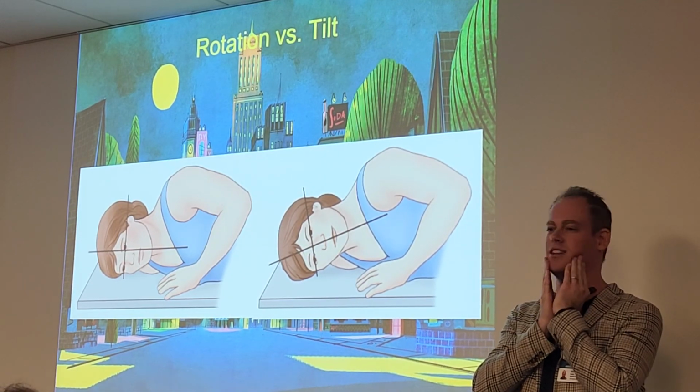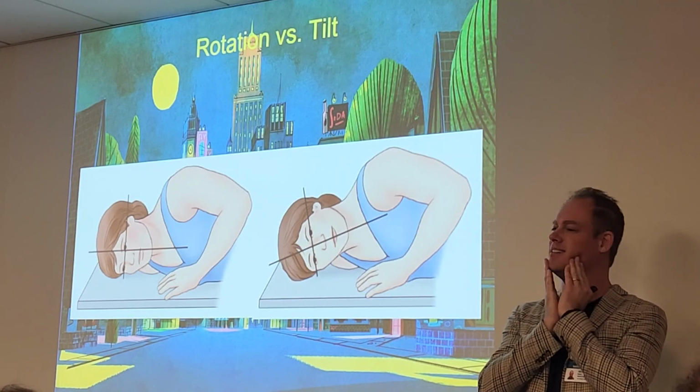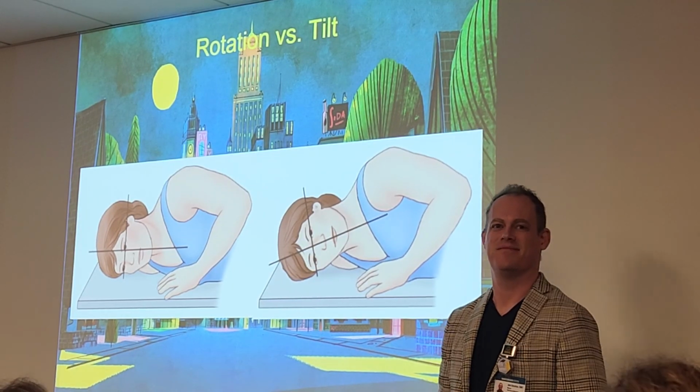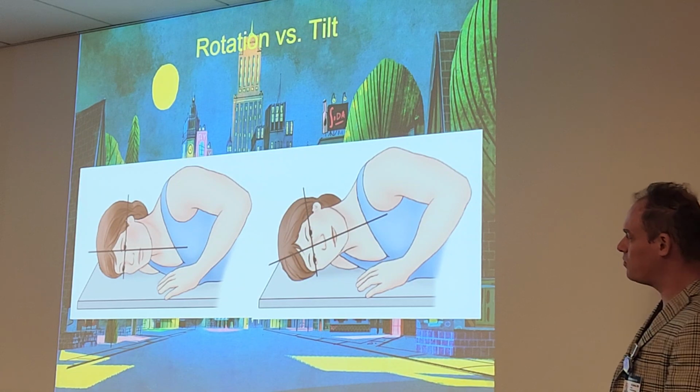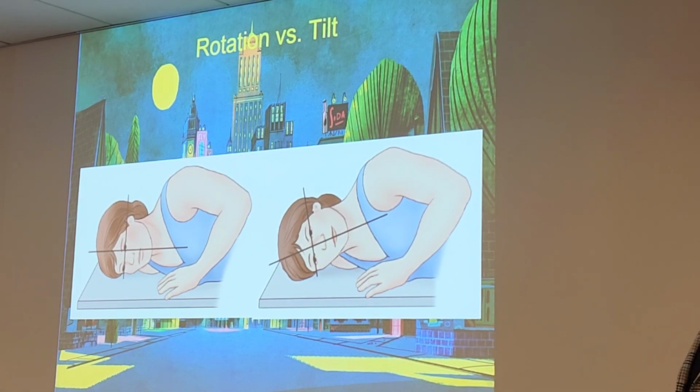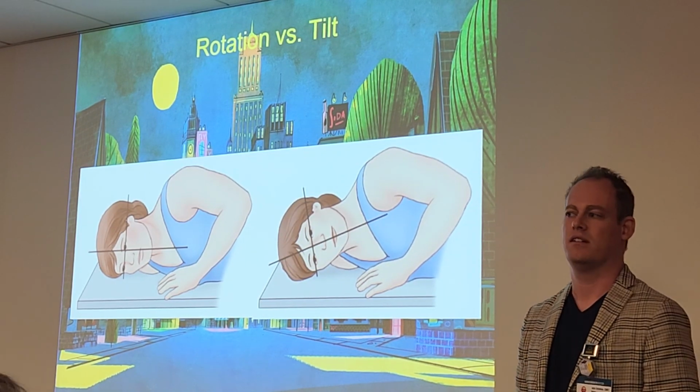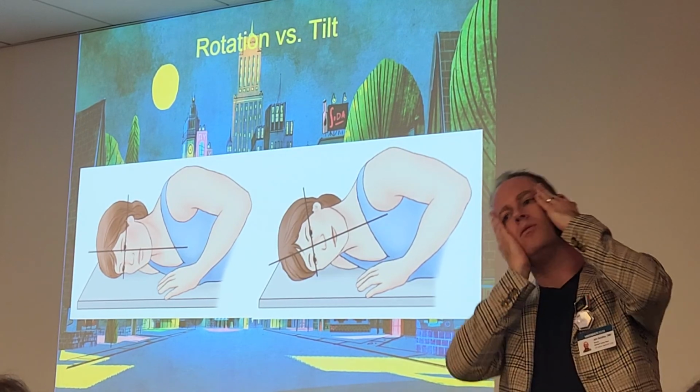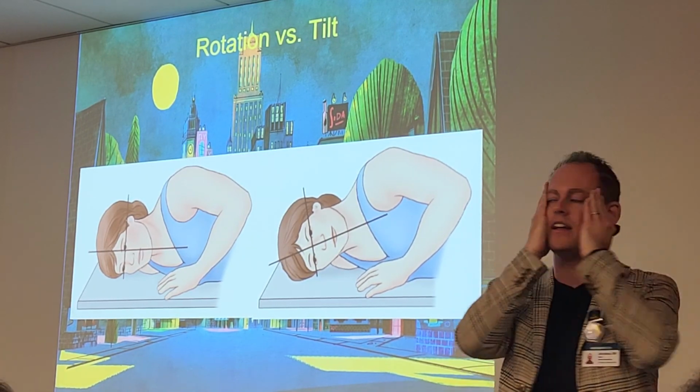And you're saying, no, Mr. Donahue, no more vocabulary. Please, no more. That's rotation. Rotation's on the left, tilt is on the right. So tilt means I'm tilting the head like so. Rotation means I'm turning it like so.